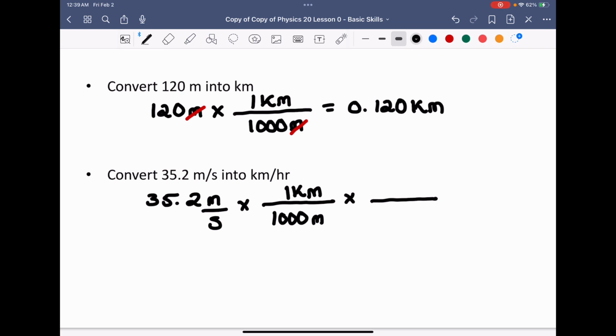The second conversion factor is going to be the following. We want to get rid of the seconds. Well, in 1 hour, there's 3,600 seconds. So we're going to write 1 hour divided by 3,600 seconds. Now, when we go down the line and cancel out our units, meters cancel, seconds cancel, and hey, look, we have kilometers over an hour like we're looking for.